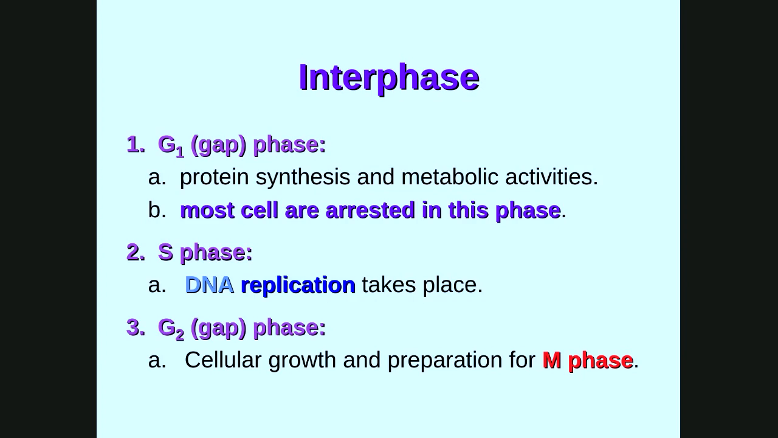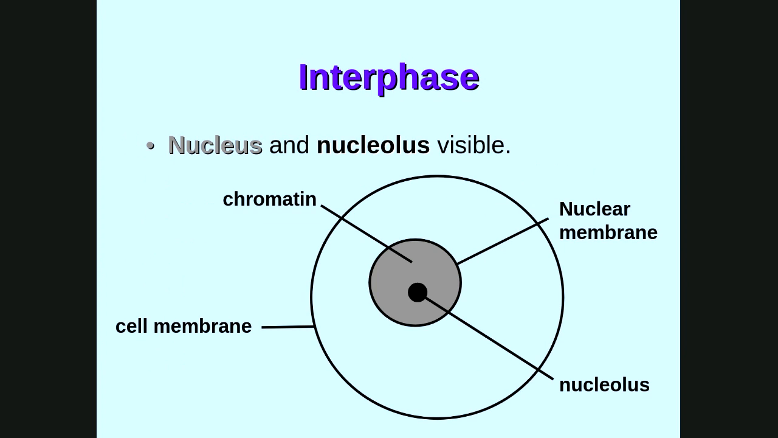So all these things occur in the interphase stage. In the interphase stage, the nucleus and nucleolus are visible, along with the chromatin, nuclear membrane, and cell membrane. You can see here the typical structure of the cell, in which this gray part is the chromatin material, this is the nucleolus, this is the nuclear membrane, and this is the cell membrane.